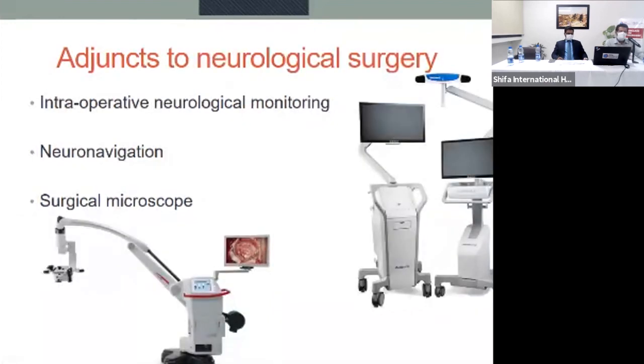So now coming to the adjuncts to the neurological surgery, which we routinely or sometimes use during our neurological surgery. First one is the intraoperative neurological monitoring. Second one is the neuronavigation for deep-seated lesions. And third one is the surgical microscope for very fine dissection and very fine tumor removal, as well as other neurosurgical procedures.